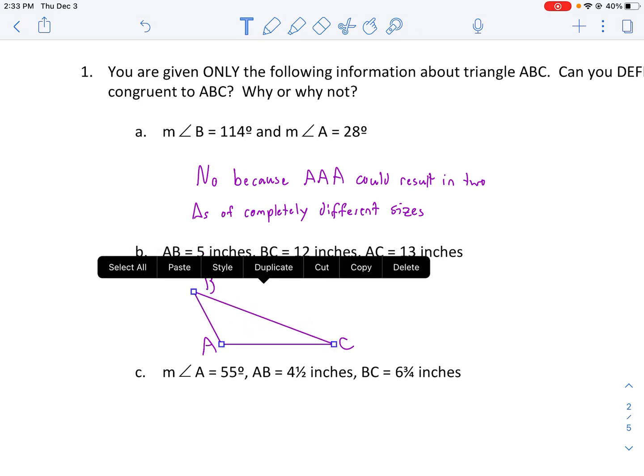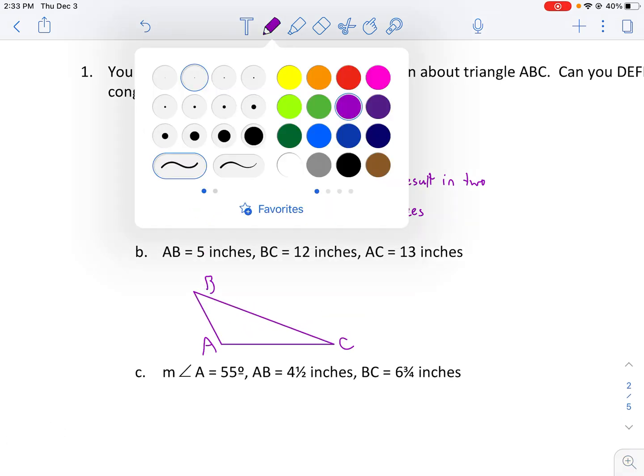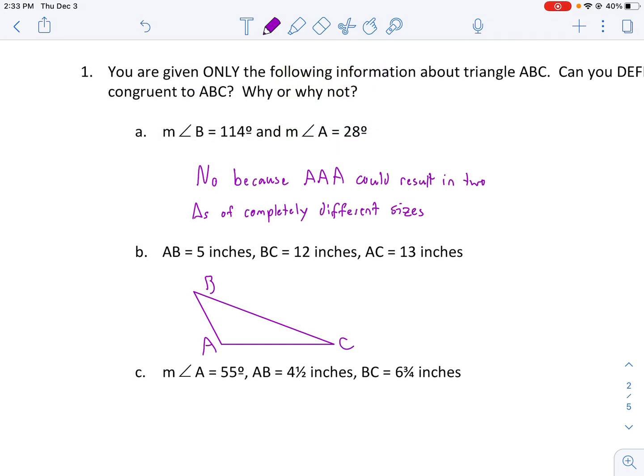We'll make it not a right triangle. There we go. All right, so we have side AB is 5, side BC is 12, and side AC is 13. Not drawn to scale, meaning the sizes might not match up correctly. But this is just side, side, side. And so yes, we can do it.